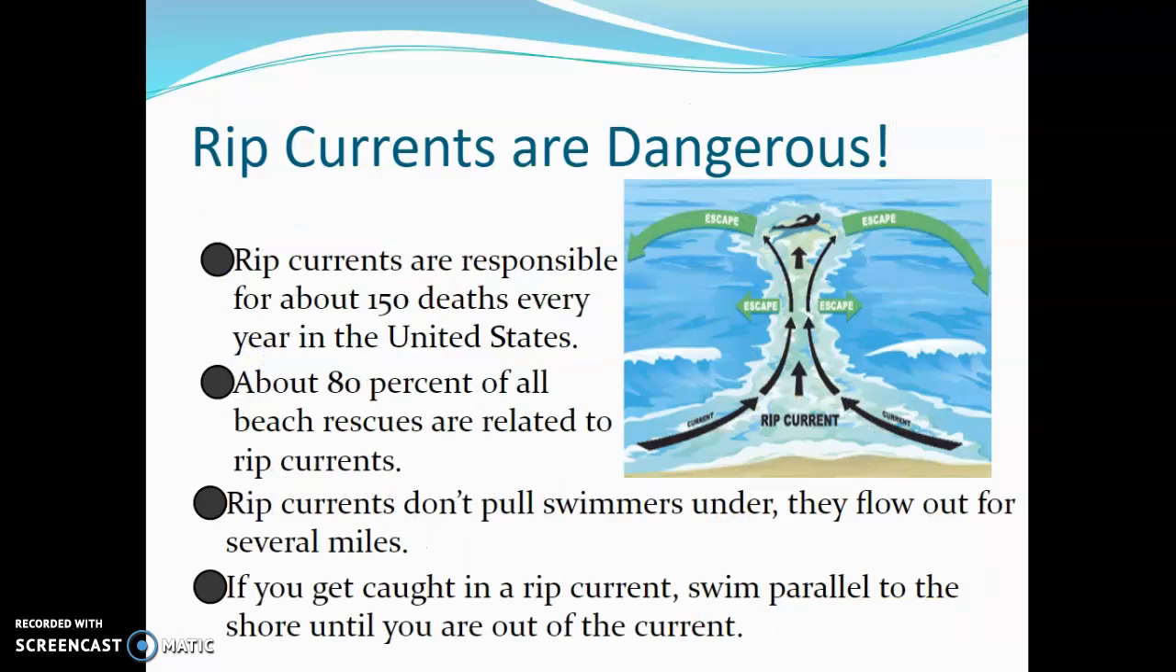Rip currents are responsible for about 150 deaths every year in the United States. About 80% of all beach rescues are related to rip currents. Rip currents don't pull swimmers under, they flow out for several miles. So they are moving from the shore out into the deeper water, so it pulls the swimmer outwards into the ocean. If you get caught in one, swim parallel to the shore. So swim like you're swimming along the shoreline until you are out of the rip current, because they aren't typically going to cover a lot of area. So once you get past it, you can then swim back in.